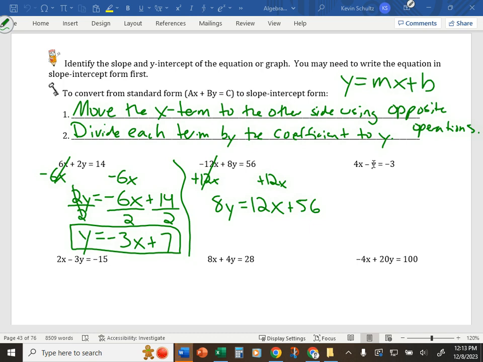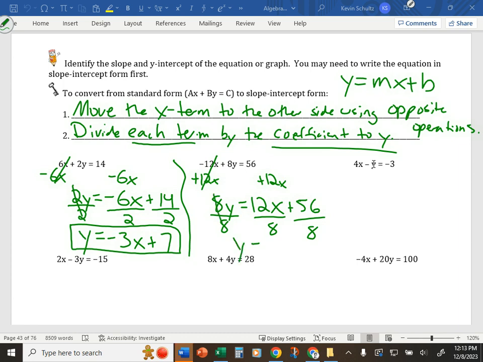Now what? Step 2. Division. What do we divide by? Divide by 8, right? The coefficient to y, that 8, and each term gets divided by the 8. If we only divide 1 or 2 terms, it's going to change the value of the equation. Each term gets divided by 8. So on the left side, the 8s cancel out.